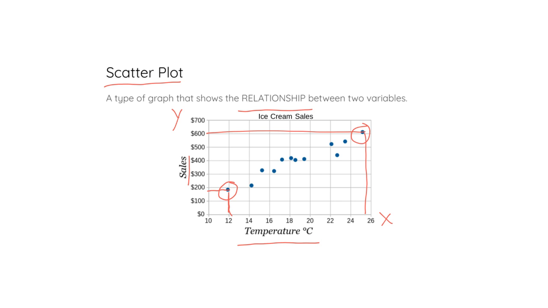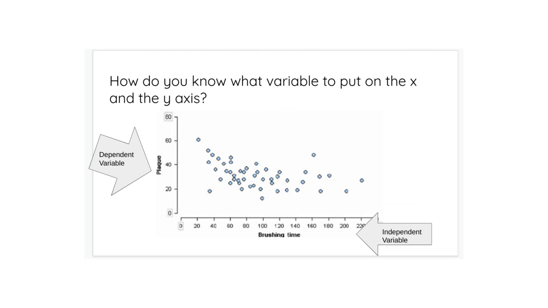You might be wondering how to determine which variable to put on the x and the y axis. I'm just going to change screens here. Here we're going to talk about what variable, or thing that you're measuring, to put on the x and the y axis. Here's another example of a scatter plot.